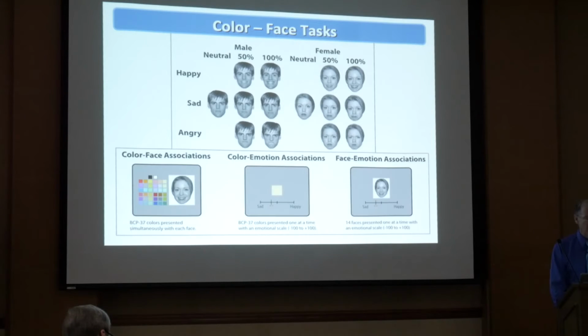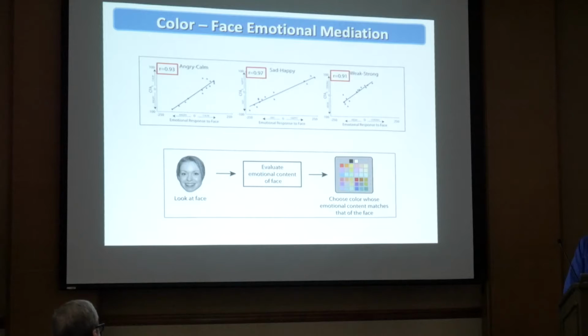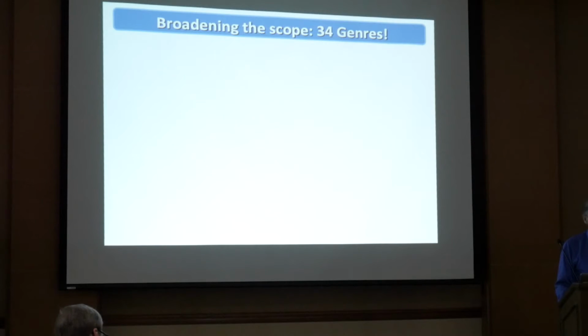So the way that this sort of goes is you have a bunch of pictures of different emotional faces that you get. I don't want to say how you get them. And then you ask, how well does this face go with this color? You show them the color and the face and you get them to rate it. And in fact, when you do that, you get similar kinds of results, 0.97, 0.93, and 0.91. So this is more evidence for the emotional mediation.